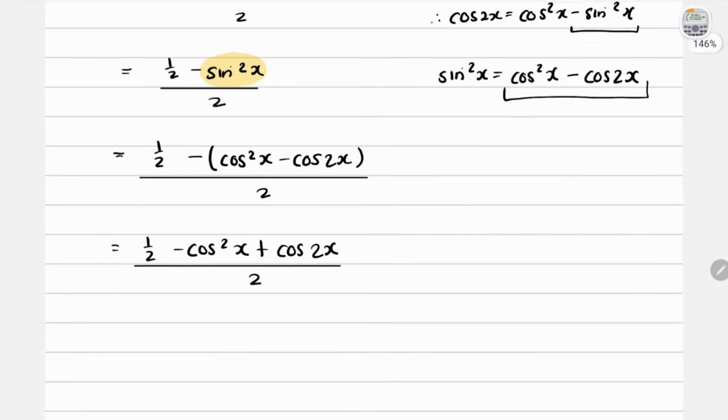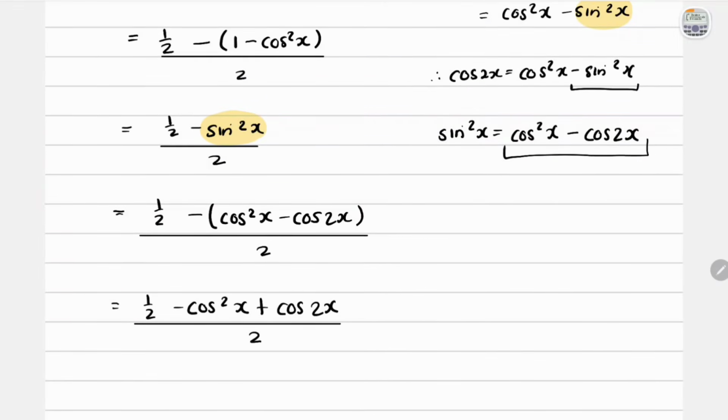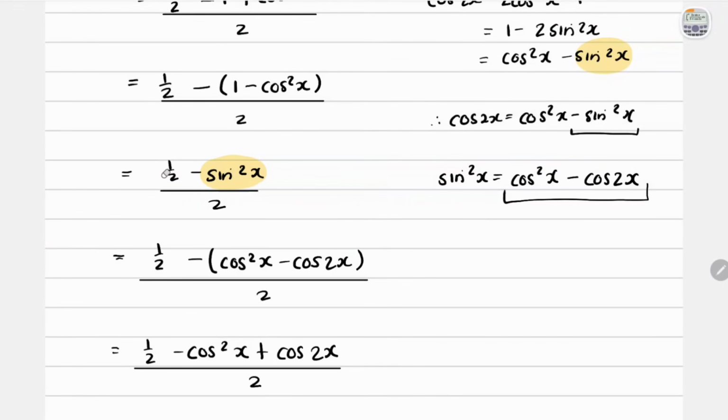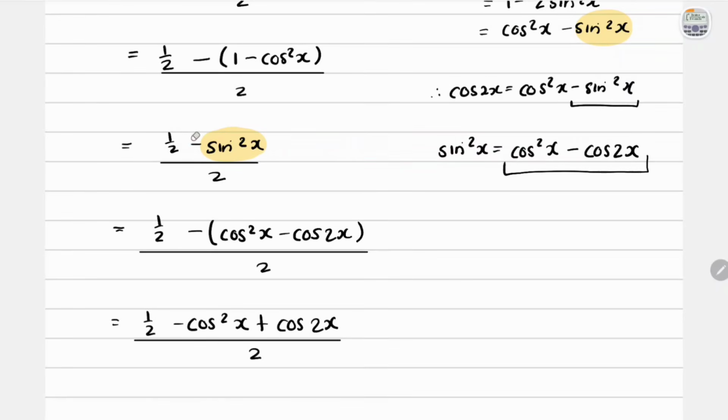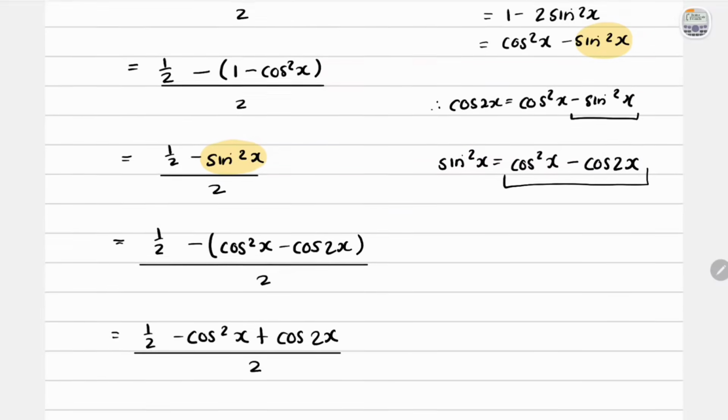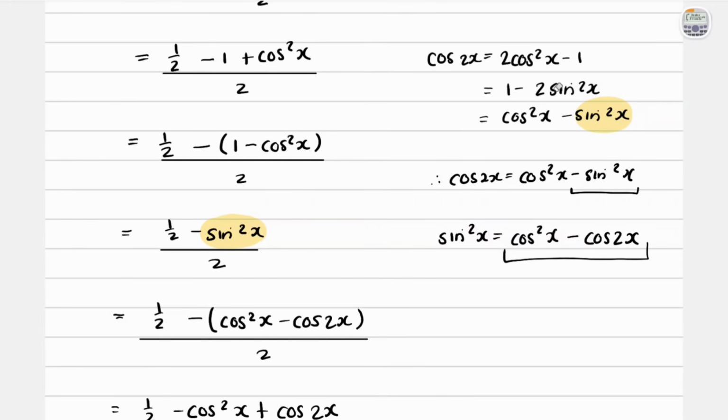Okay, so at this point, I'm starting to see that this is not working out. And the reason why is because I didn't consider that we have a half here. See, if we have a half here, we have to find a way to actually simplify that half. And the best way to simplify it is by taking something that has 2 in it. So it has sine squared, but it should have 2 because at some point you're going to divide both sides by 2. So you will have a half.